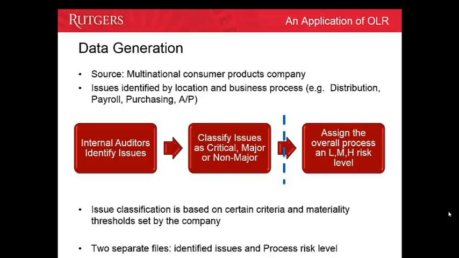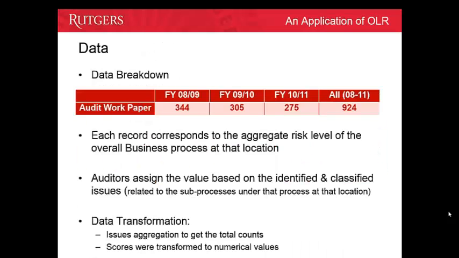We also needed to transform issues, scores, and overall scores from text to ordinal numerical values, which allowed us to use ordered logistic regression. And like we said, we had them by fiscal year. This is the breakdown of the data, and this is the total scores that we had here.